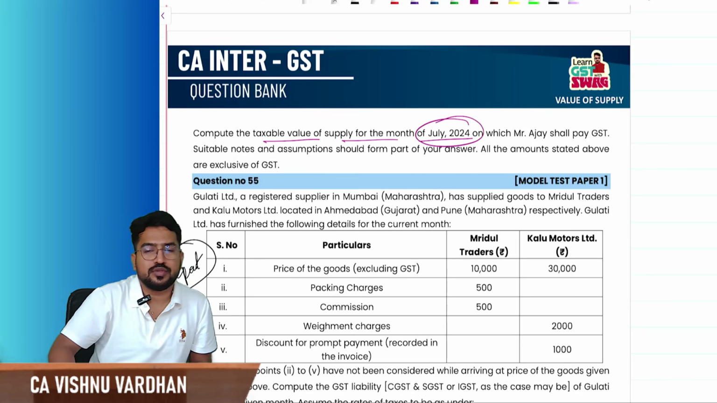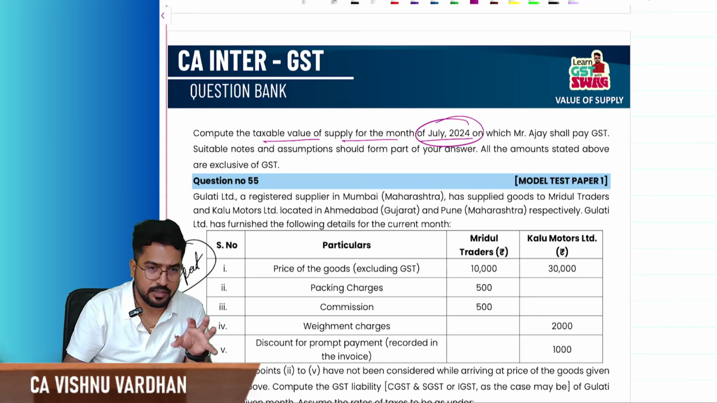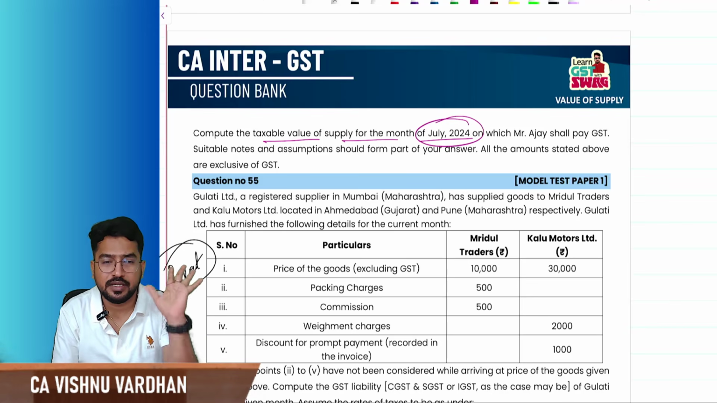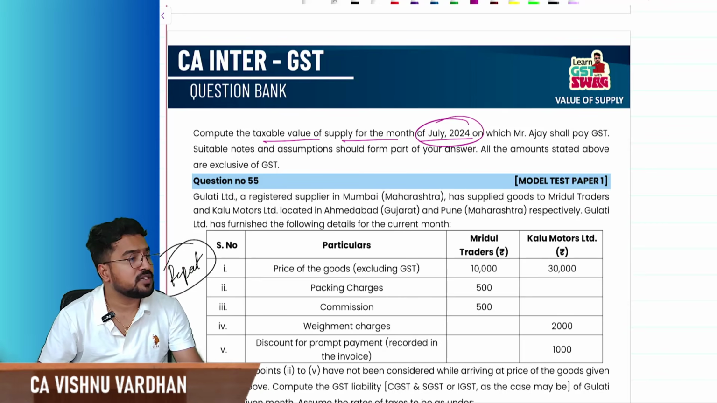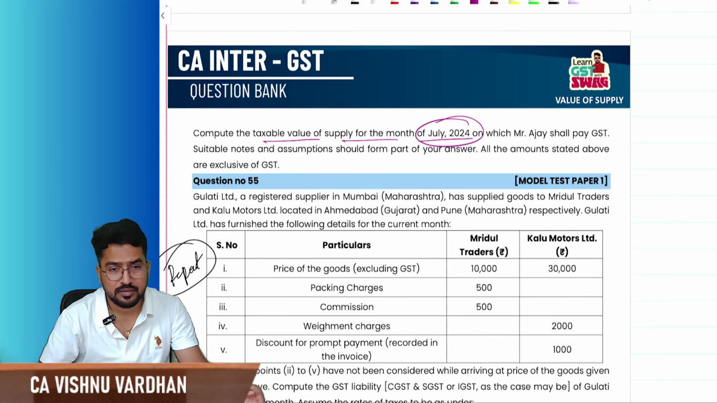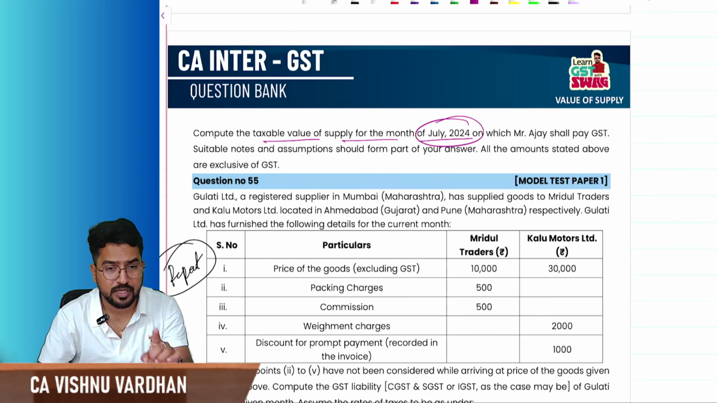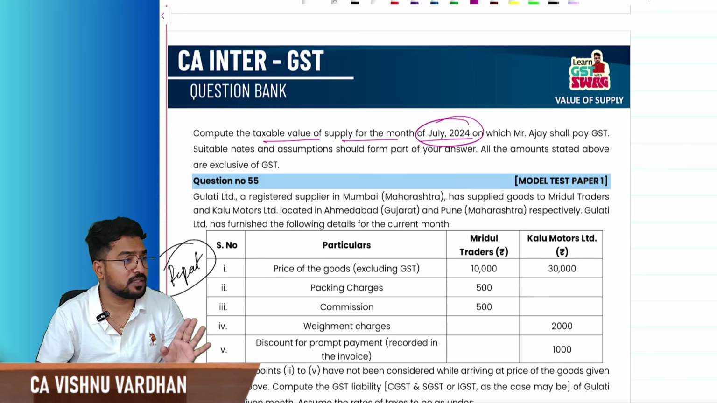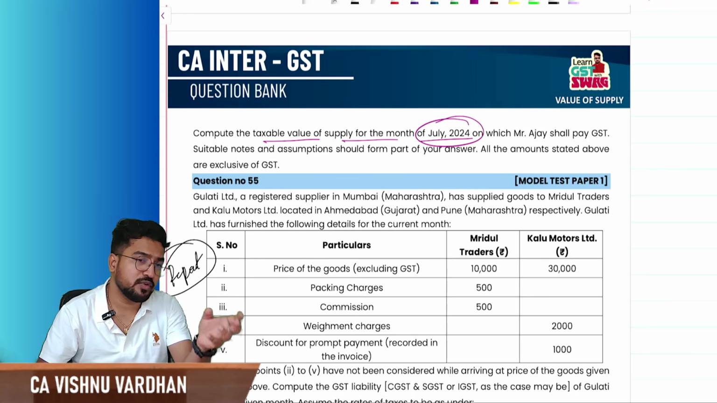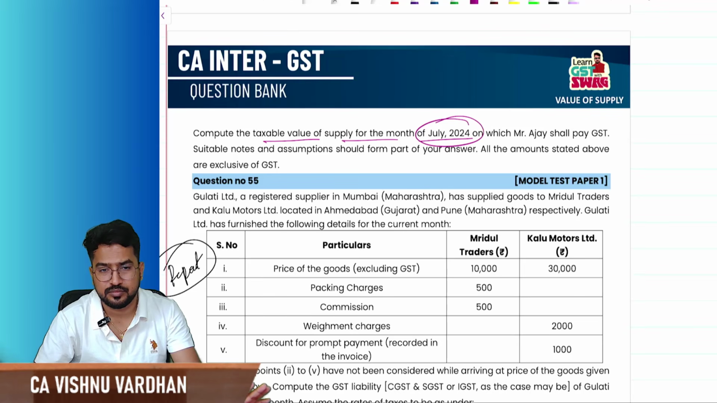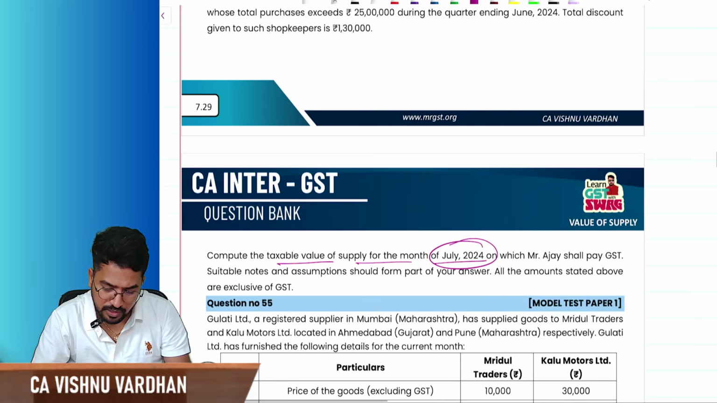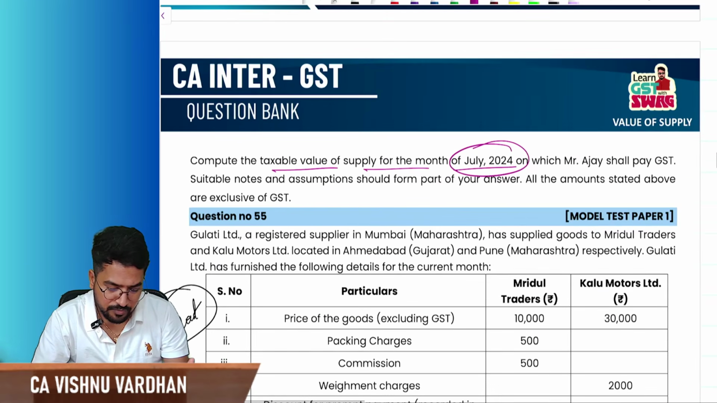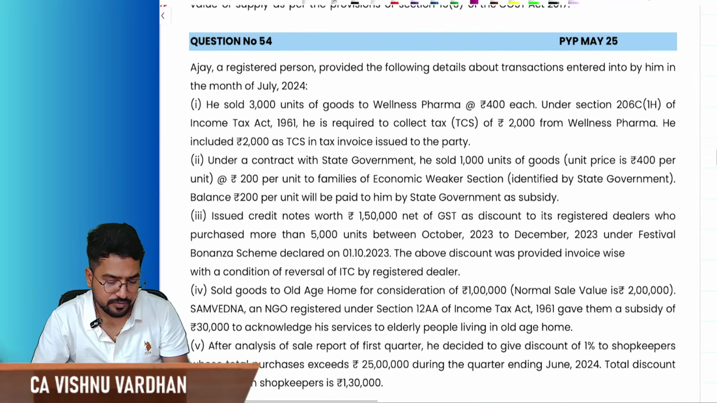In any question, when you are reading, please be careful about which period they are asking the liability for. Here they are asking for the July month liability. Sometimes information may relate to June or August. You should be careful which month's liability they are asking. Certain information is just to confuse you. So you have to calculate with respect to the July month.